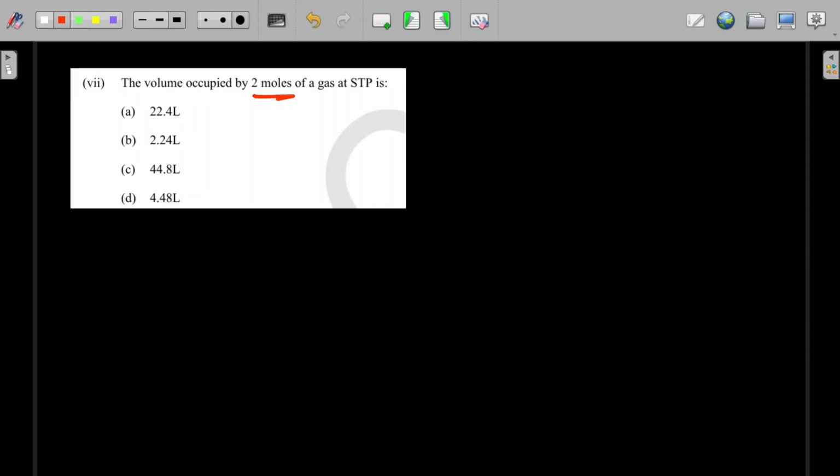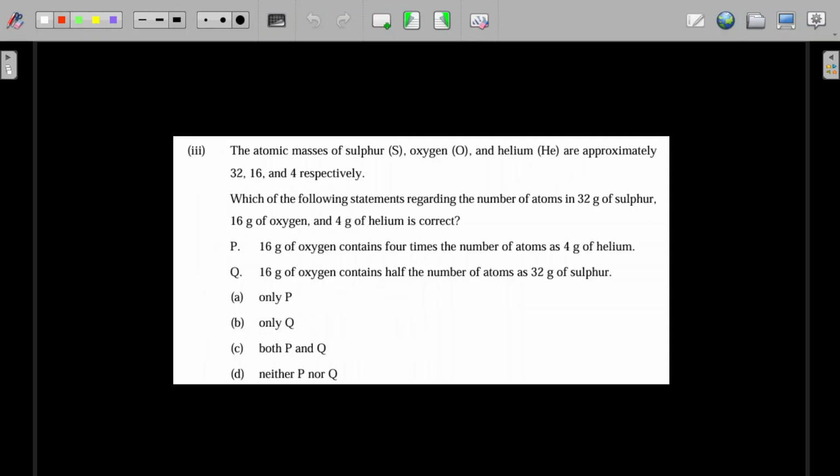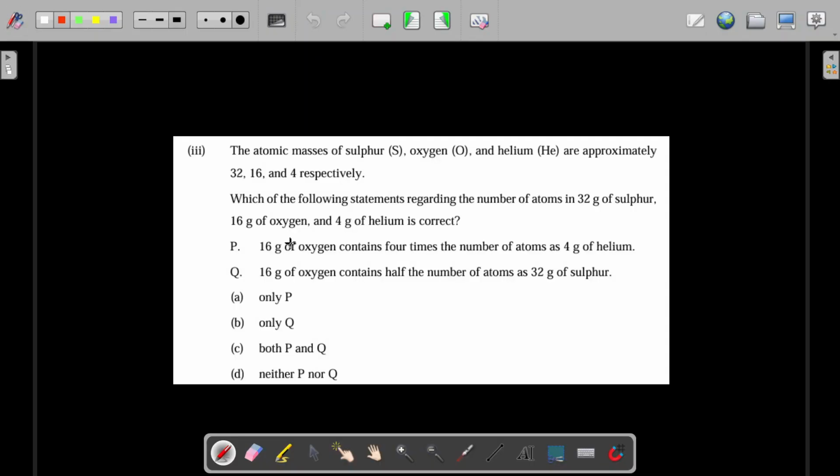Okay, this one. Ruhani, tell me. Yes, sir. C, 44.80. 1 mole is 22.4, 2 moles is double. Okay.